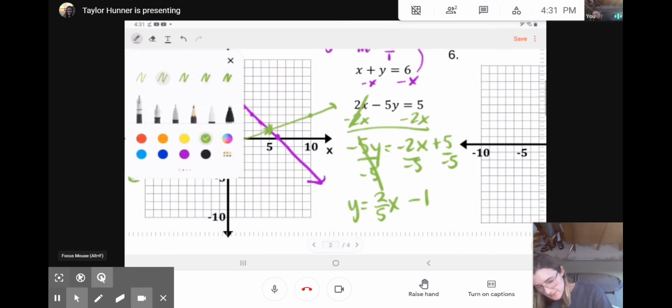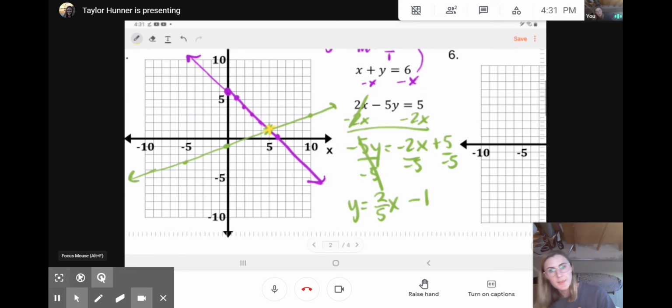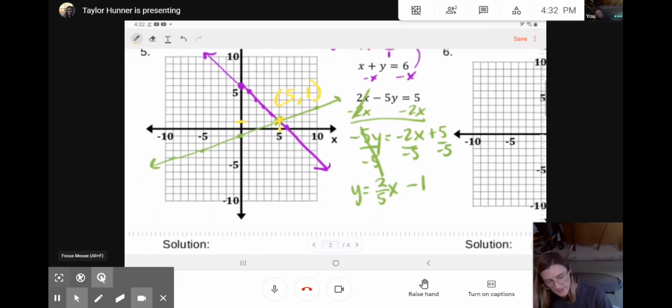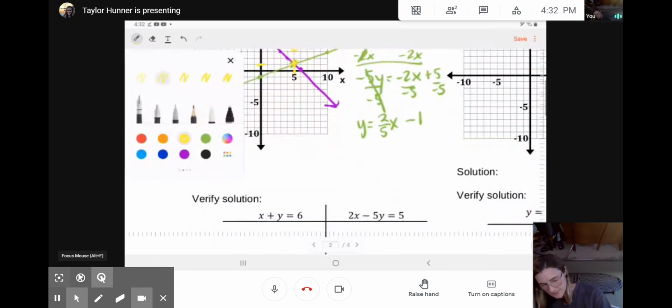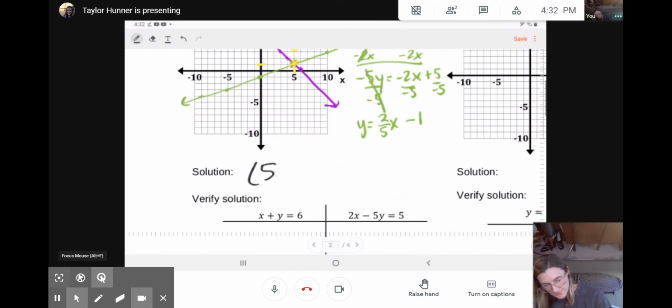Super important to be very precise when we plot that point, because we need to make sure that we get that right solution. So my x value for this is 5, and my y value is 1. So I'm going to do this not yellow. My solution is 5, 1.